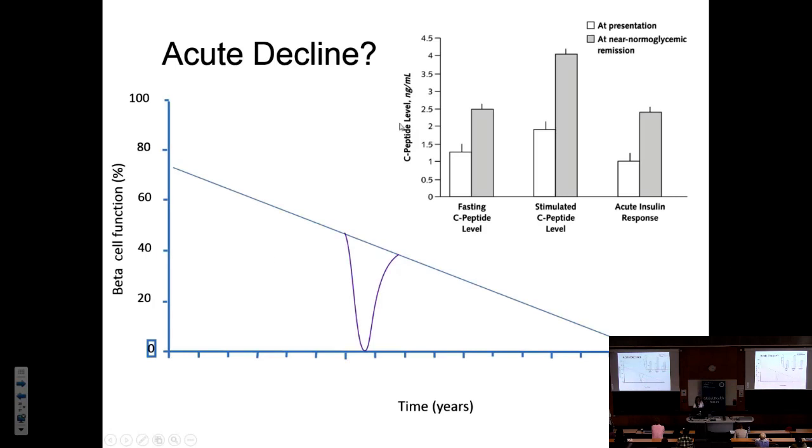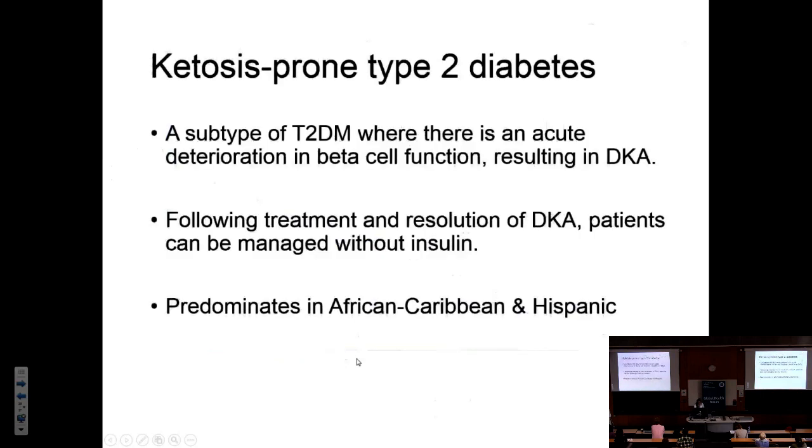For some reason, there seems to be an acute decline, which then gets better after a few months. How does that even happen? This is a subtype of diabetes that was initially exclusively described in African Caribbean populations, but now there's increasing recognition in Hispanics, Southeast Asians, South Asians, and there are case reports in white Europeans too. And it's amazing. It means that when we see an African Caribbean patient over at Charing Cross and they've got DKA, we can't really tell them that they're going to need insulin lifelong. We have to wait and see what will happen.